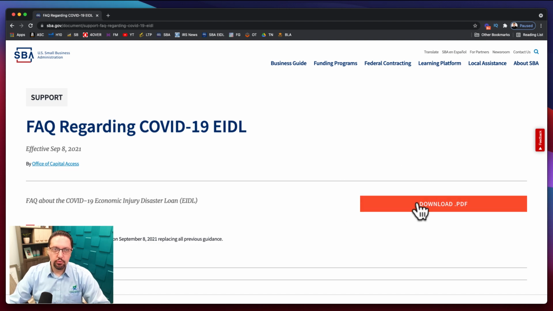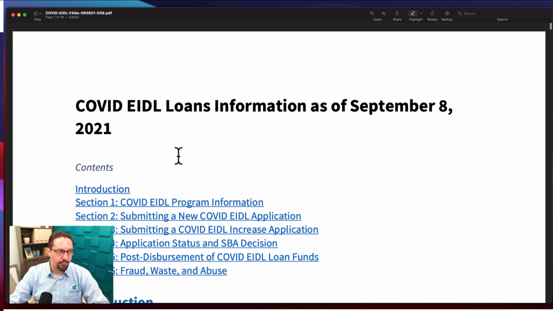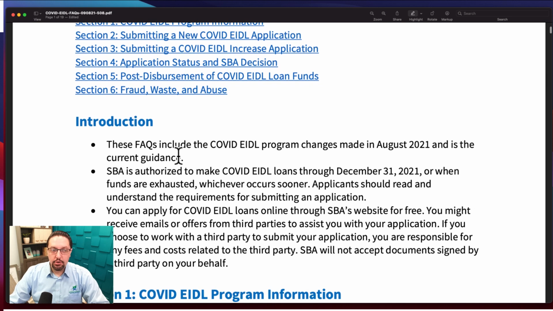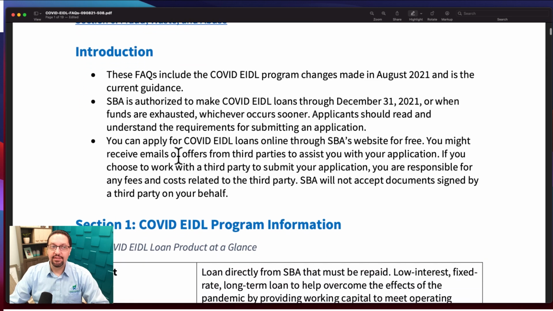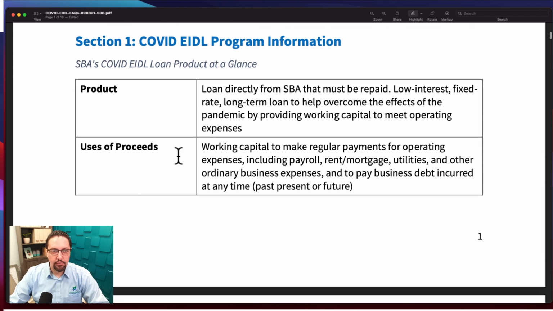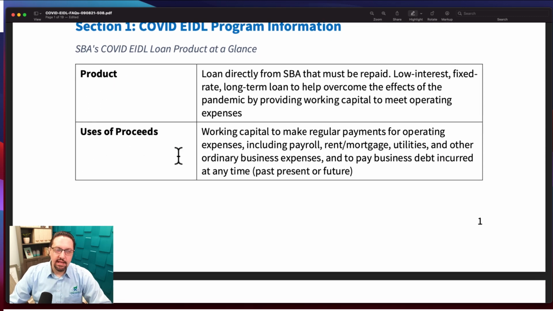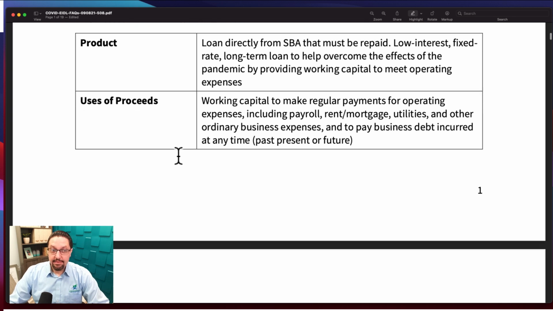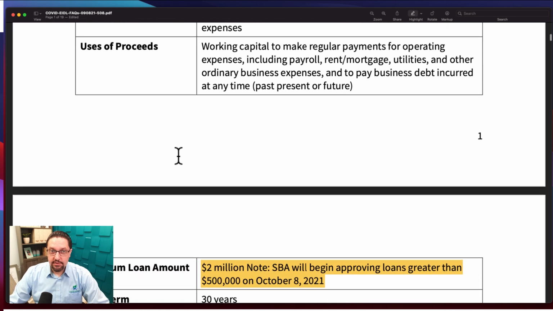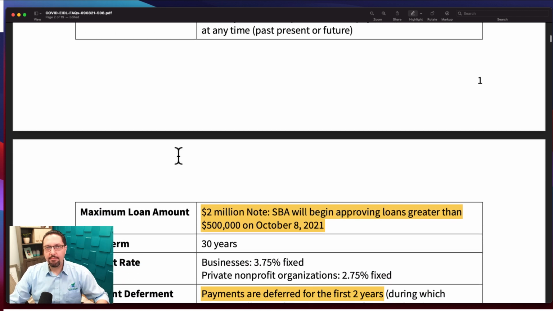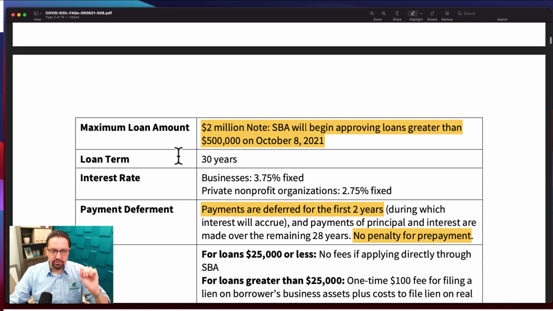Okay, so you download the document, and this is the document that you get. I believe that all of you should download this document. Why? There's a lot of good information that you should know about the EIDL loan program. Basically, we have been providing consultations towards the EIDL now for over a year. And I think that most of the most common questions that people ask us here at Freedomtax, all of them are answered in this document.